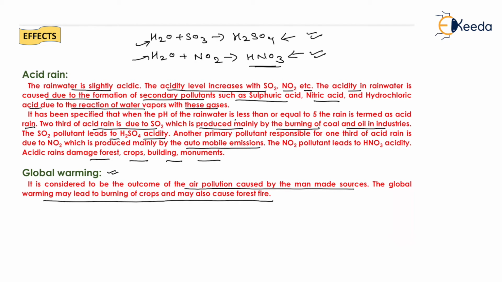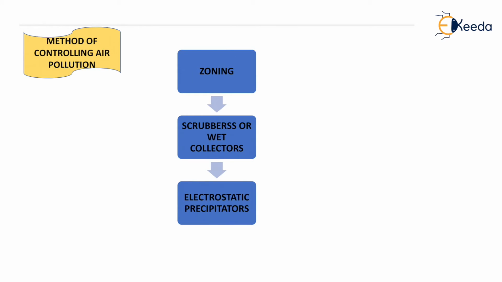Clear to all? Now we can move to the next topic, the methods of controlling air pollution. We will control air pollution by the zoning method, by scrubbers or wet collectors, and by electrostatic precipitators. In the zoning method we will make zones such as a residential zone as well as an industrial zone. In the residential zone we don't allow any industry to come in. That's why the residential zone will be protected from industrial waste or industrial air pollution.